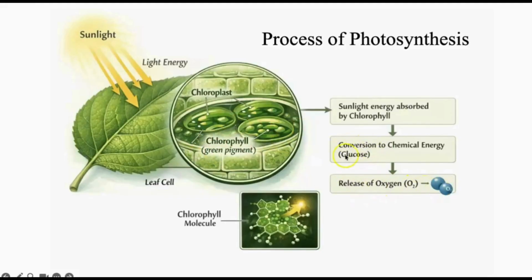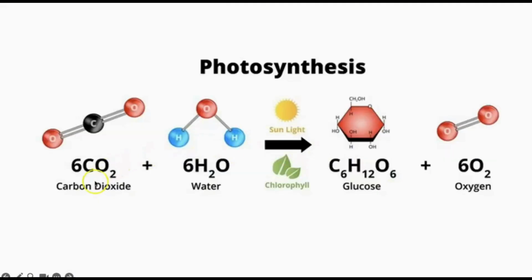Now, how is the glucose formed? What are the raw materials required for the formation of the glucose? You can see here the raw materials are carbon dioxide and water. So the carbon dioxide combines with water by trapping the sunlight, and in the presence of chlorophyll it is converted into glucose, C6H12O6, and oxygen is released as the byproduct. So this is the overall reaction of photosynthesis.